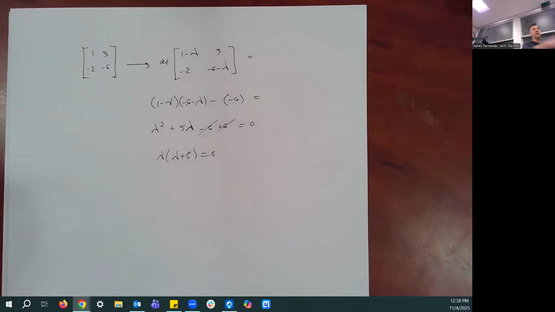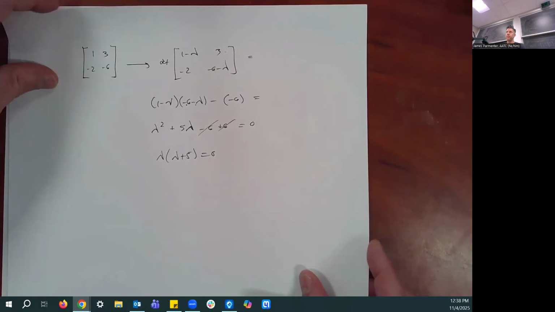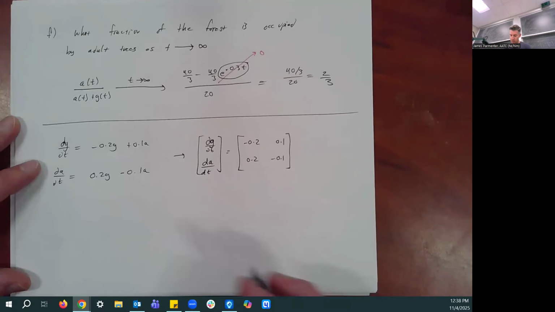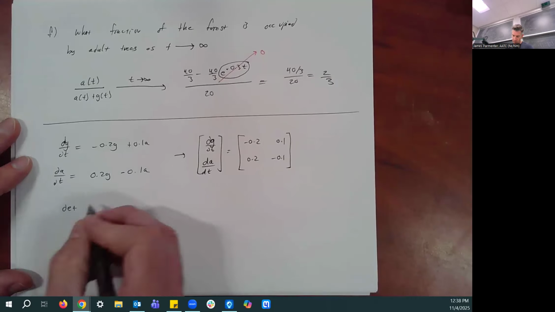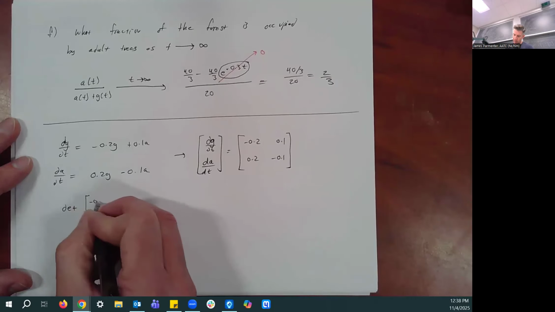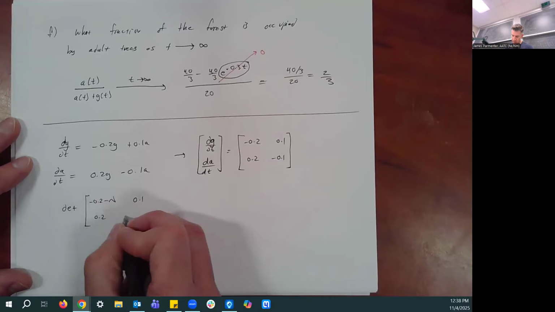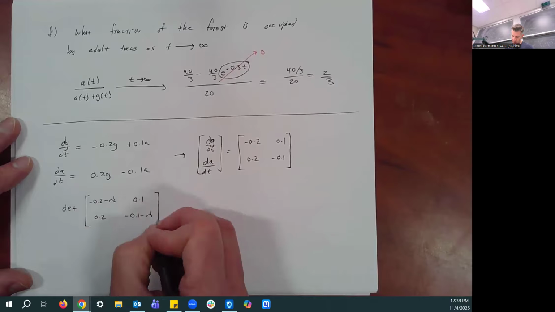It's not often true in this class. Most of the time in this class, you should be getting non-zero eigenvalues that are different from each other. Very, very rarely do we get 0 or the same eigenvalue, although you can. Okay, so back to this one. Finding the eigenvalues, we know one of them is going to be 0. So we have the determinant of negative 0.2 minus lambda, 0.1, 0.2, negative 0.1 minus lambda.